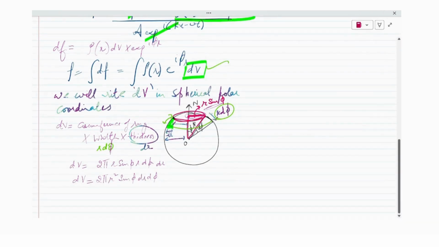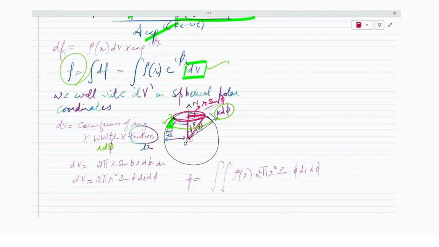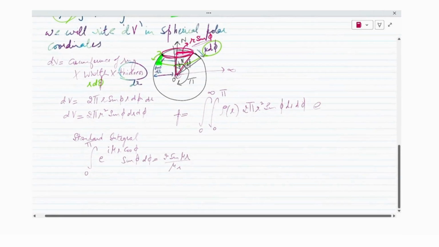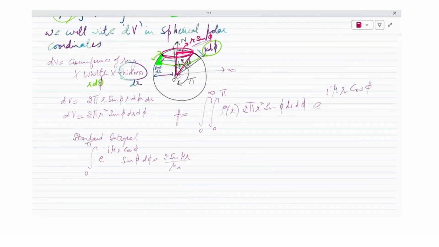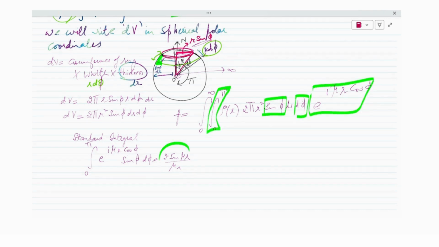Which we'll put in the expression of F, and we'll get the double integral. One integration is on dr and the other one is on phi. The limit of radius will be from 0 to infinity, and that of phi will be from 0 to pi. So here, yes, there will be the phase term also. Now the highlighted terms in this expression will be used as a standard integral, which gives the result 2 sin mu r by mu r. So our F will be simplified to 4 pi r square rho r dr sin mu r over mu r.